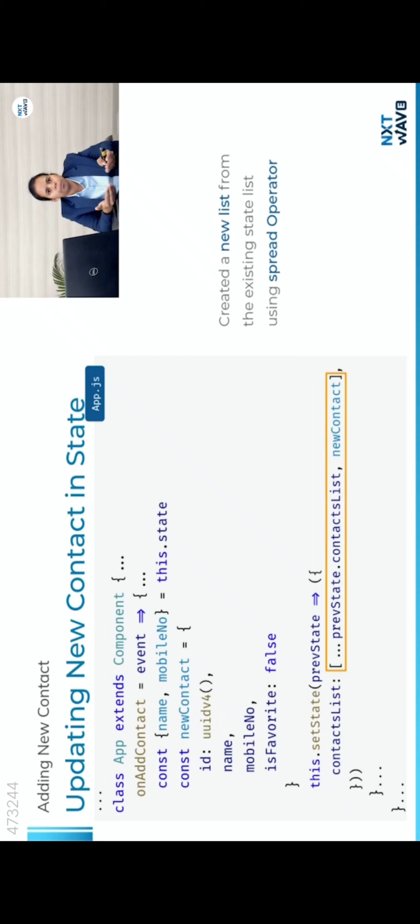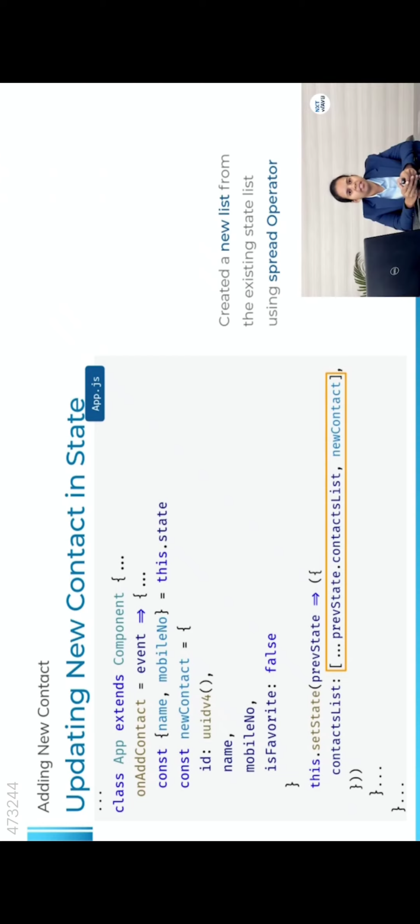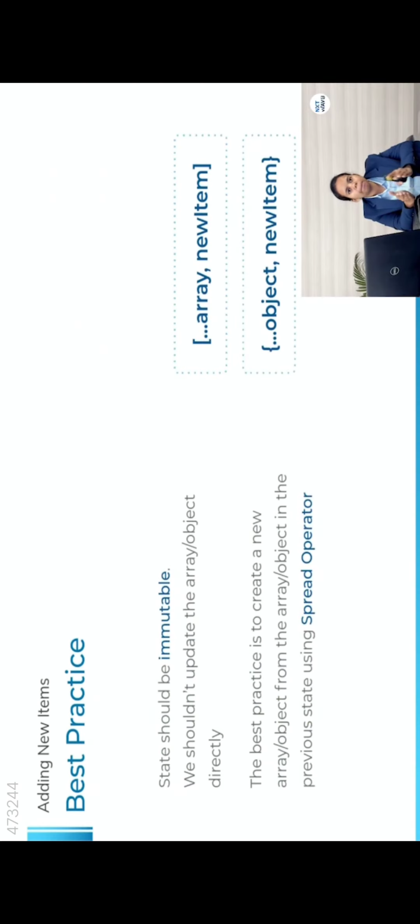Why don't we use a dot push or something like that? The reason is that the state should be immutable. We shouldn't update the array or object directly. Like using a dot push, you shouldn't directly update the array or object of the state. The best practice is to create a new array or an object from the previous array or object using the spread operator, add the new items that you want to add, and assign this new one to the state. This is how you have to do it.